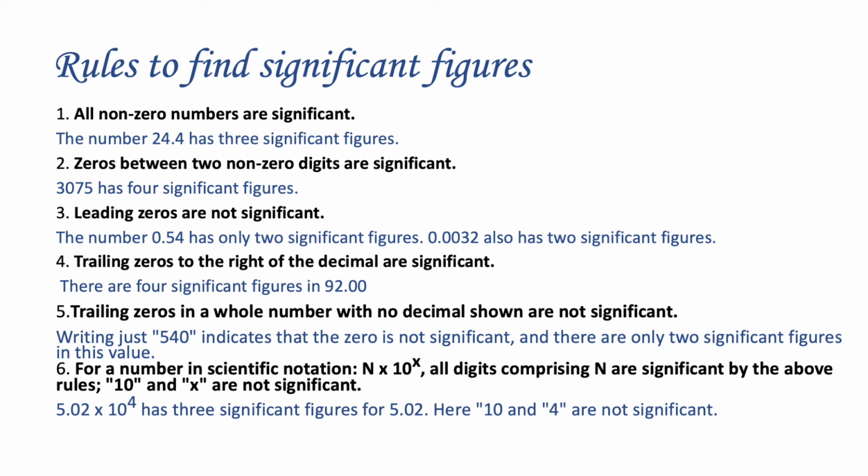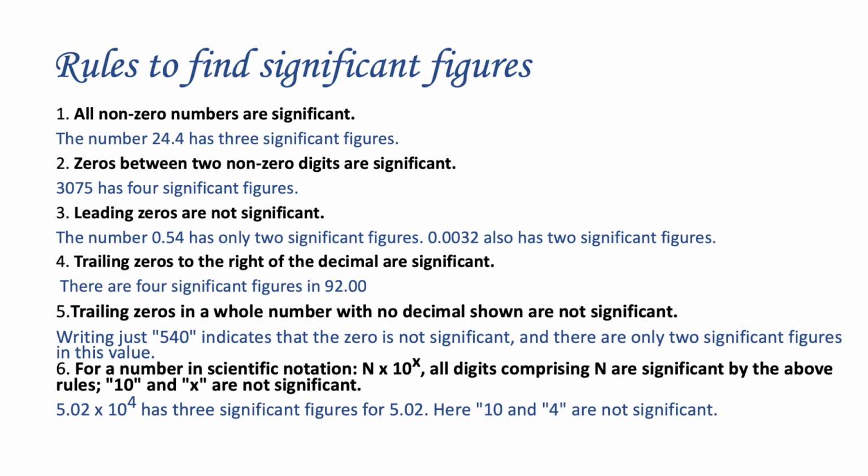Rules to find significant figures. All non-zero numbers are significant. The number 24.4 has 3 significant figures. Zeros between two non-zero digits are significant. 3075 has 4 significant figures. Leading zeros are not significant. The number 0.54 has only 2 significant figures. 0.0032 also has 2 significant figures.